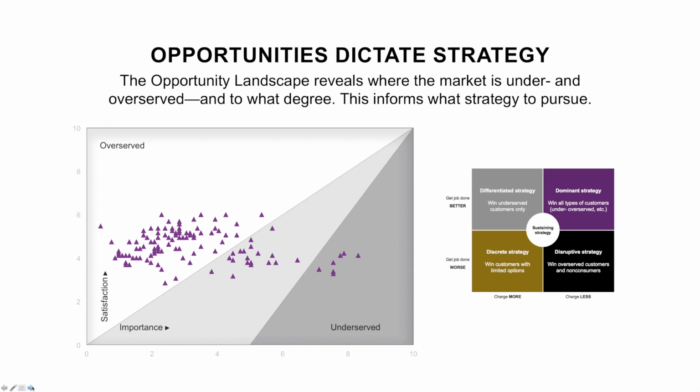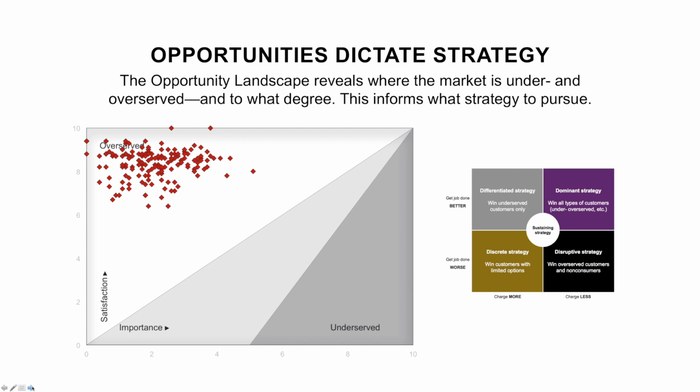What about this situation here? This comes from an insurance company as well. The strategy we might pursue here would focus on being dominant, getting the job done better along these underserved outcomes, and getting the job done more cheaply with the set of outcomes we find here. So again, because of the way the segment is described, we pick the strategy that best aligns with that so we can win in the marketplace. What about this one here? This is highly overserved, clearly a disruptive strategy.